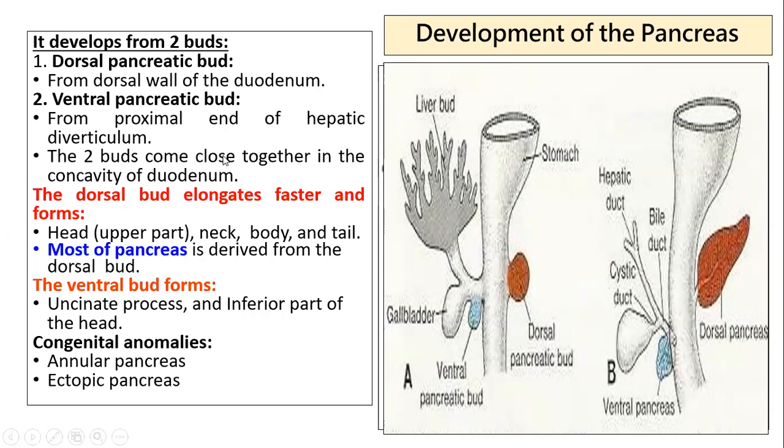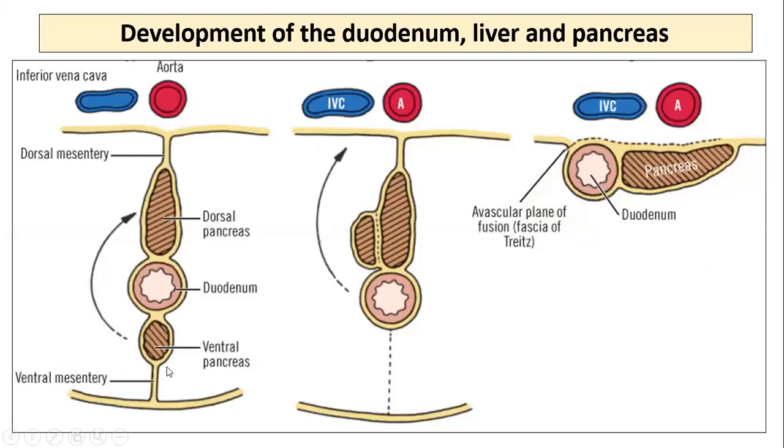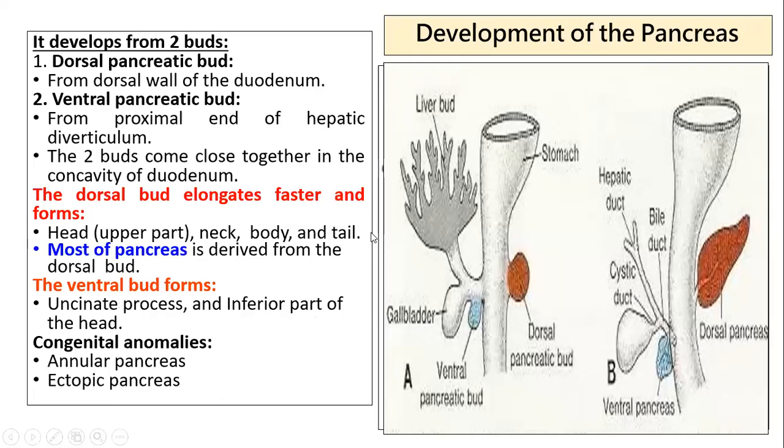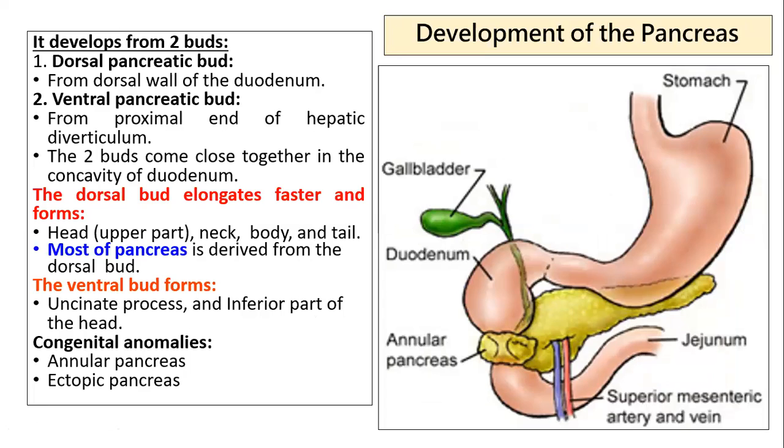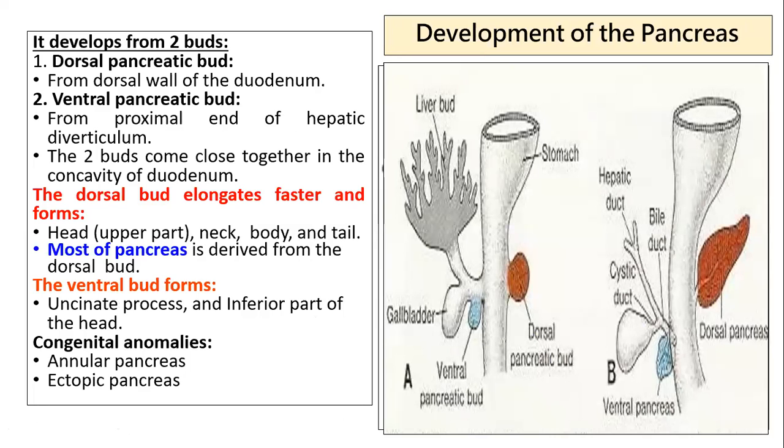The two buds come close together in the concavity of the duodenum. Initially they will be separate. Later they both join together, as we have seen, because there will be rotation. The ventral pancreatic duct goes behind and joins with the dorsal pancreatic duct. So you can see here it goes and joins, and it becomes one pancreas.